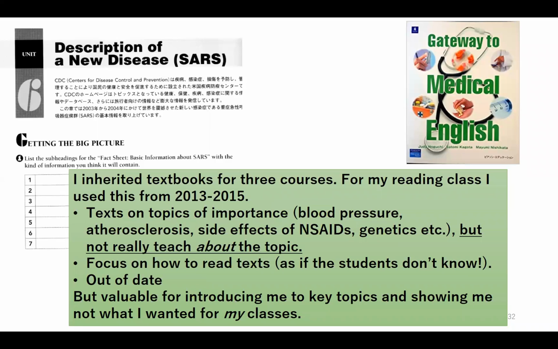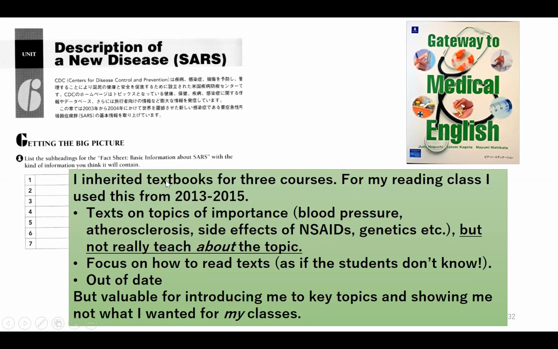And this is the book I inherited from a previous teacher when I entered the university, and I used it for 2 years. I really did my best to use it. The texts are important. They're on good topics: blood pressure, atherosclerosis, which is hardening of the arteries, side effects of NSAIDs, like aspirin and ibuprofen. Aspirin, is that an NSAID or not? I can never find an answer. Genetics. But it doesn't teach about the topic.